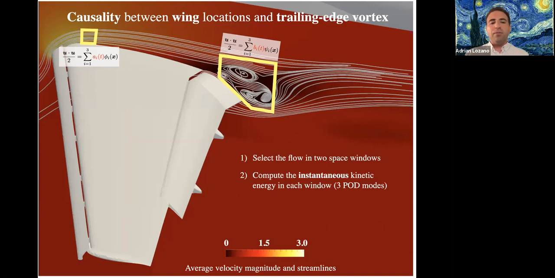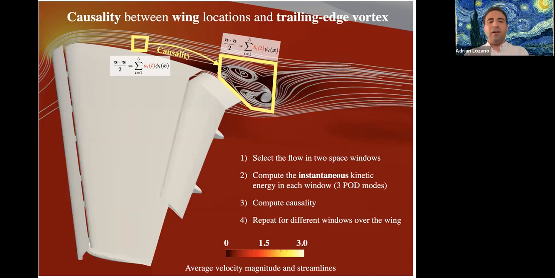And the third step is to compute the causality. So I want to know how much influence the flow here has on this region here. And that's going to give me a number. And then I'm going to repeat this, with a sweep of different windows getting closer and closer to the trailing edge. So essentially, that's going to give me, for each position, how much causality there is from that region of the flow to this trailing edge vortex.